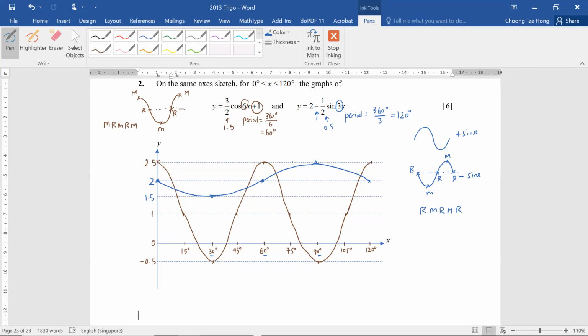Then of course you need to know the shape of the graph, so that you can roughly plot those important points and then sketch the graph. So this is how you deal with trigo graphs.